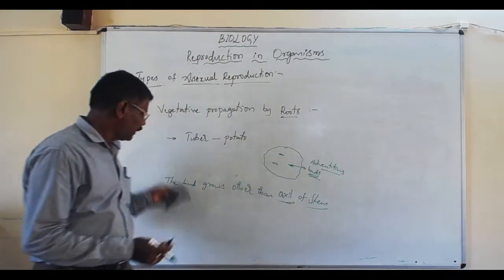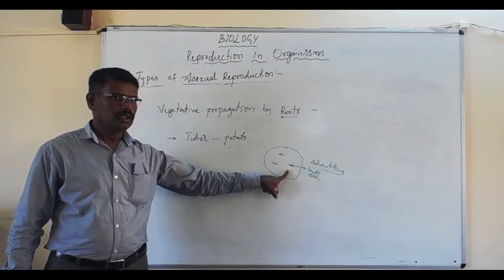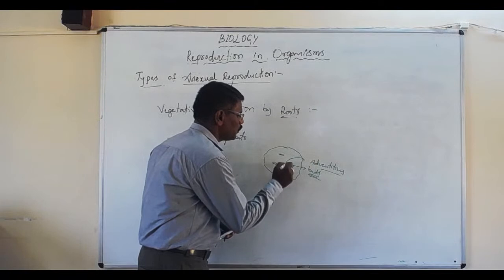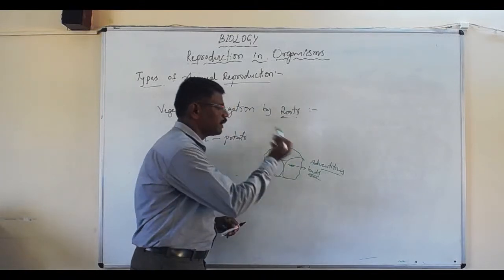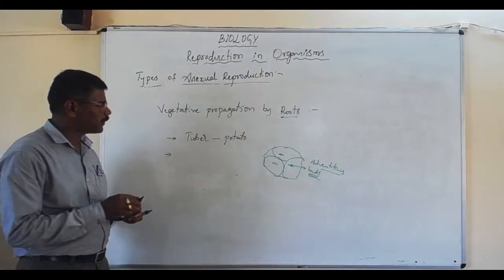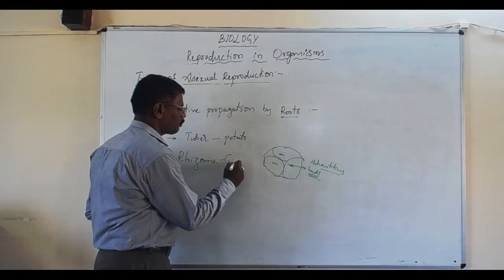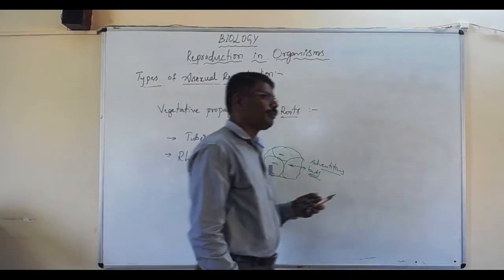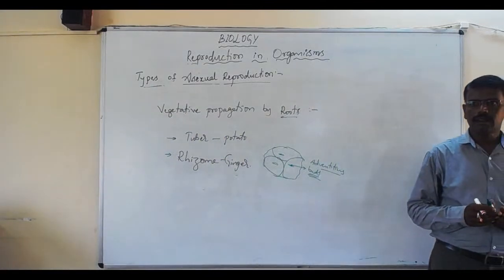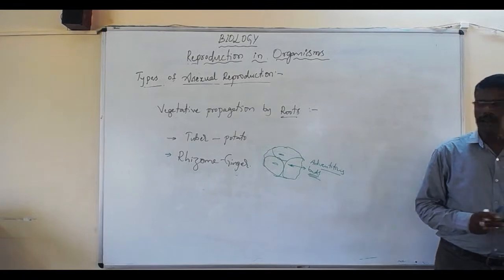So in the potato, the buds originate from the eye-like spots in which there is presence of adventitious buds. Each and every adventitious bud grows as a new individual. Like even ginger, that part is called the rhizome. In the rhizome, there is presence of small buds, which grow as new individuals.